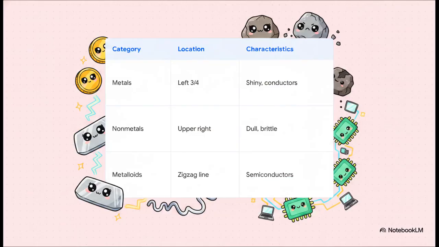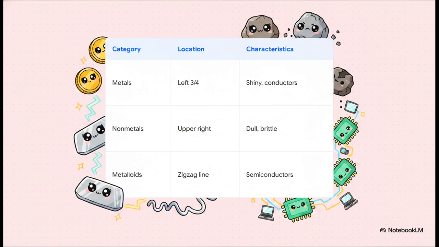Now, what's really interesting about this slide is how we can easily carve up this entire table into 3 distinct territories to better understand how things interact. The vast majority of the periodic table, like the entire left 3/4, are metals. Think of copper wiring or heavy iron beams. They're shiny, they're malleable, meaning you can hammer or bend them, and they let heat and electricity flow right through them effortlessly.